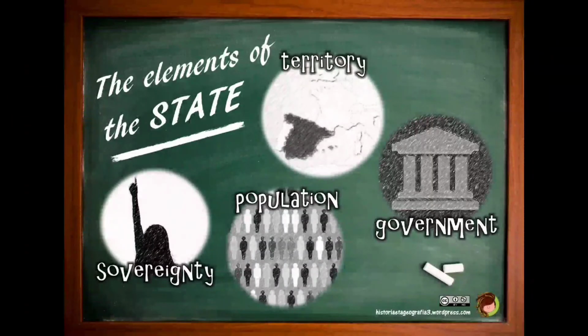Population. A state is a community of persons. It is a human political institution. Without a population, there can be no state. Population can be more or less, but it has to be there.